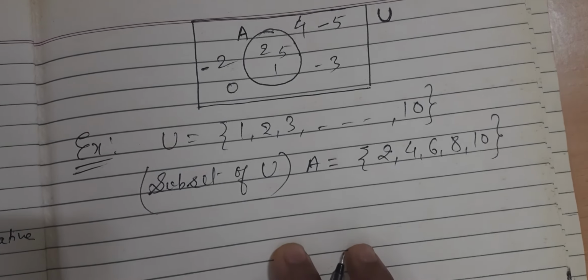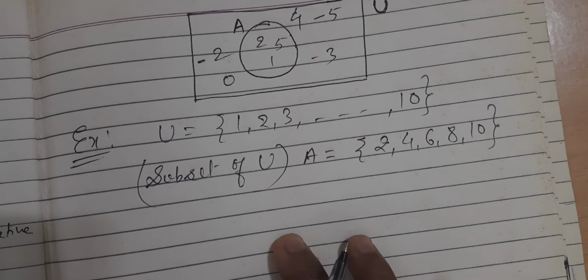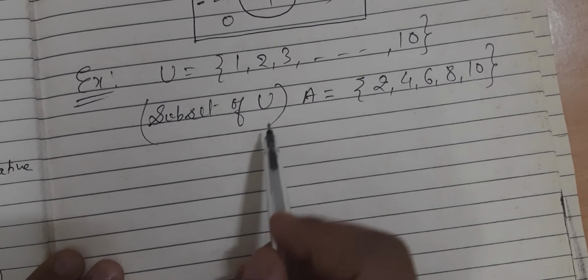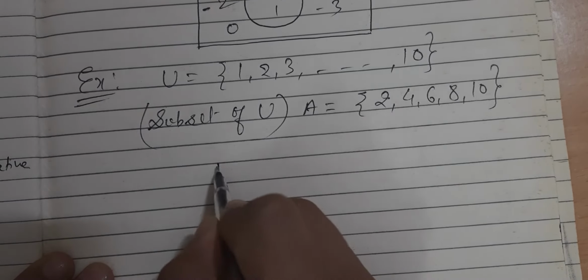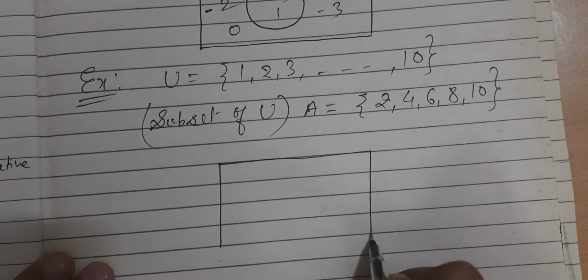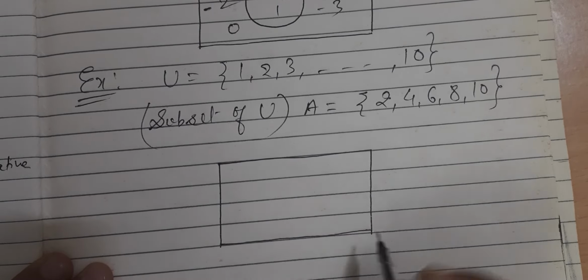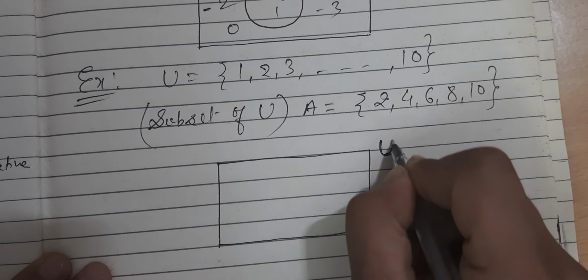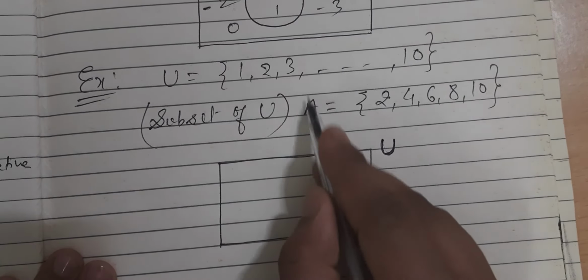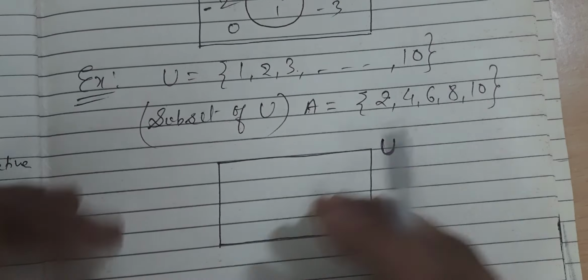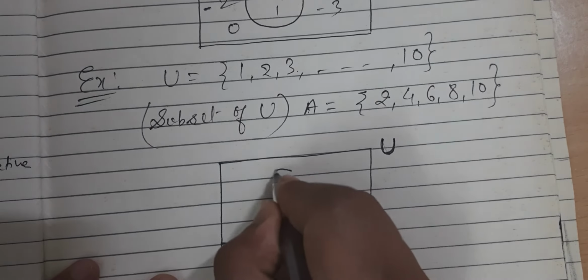Now how do we represent it using a Venn diagram? In the Venn diagram we know that first we represent the universal set by a rectangle. So we will draw a rectangle. This is our universal set. And A is the subset, meaning A will be inside this universal set only. So A is here.